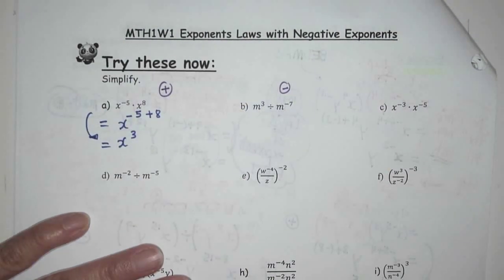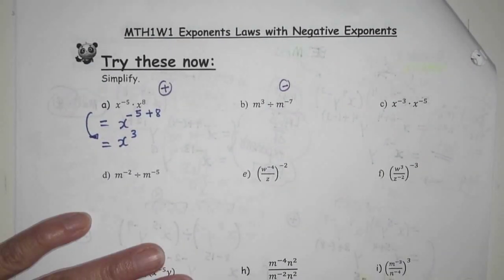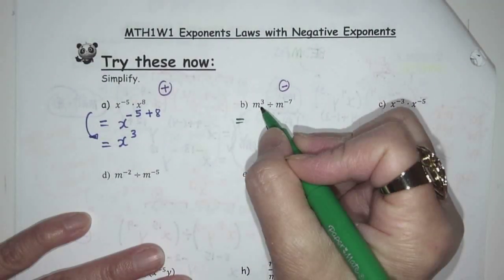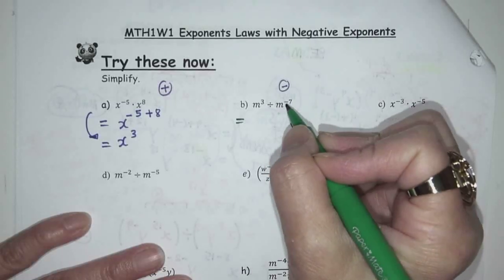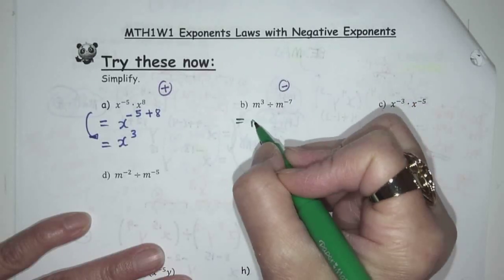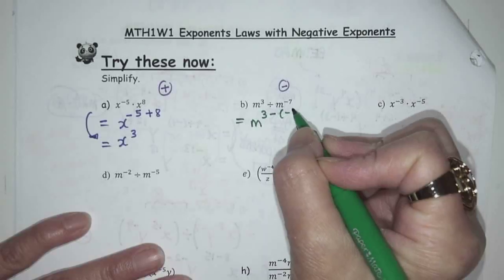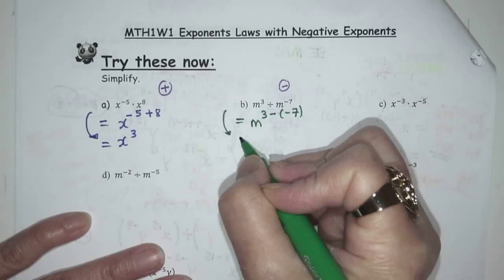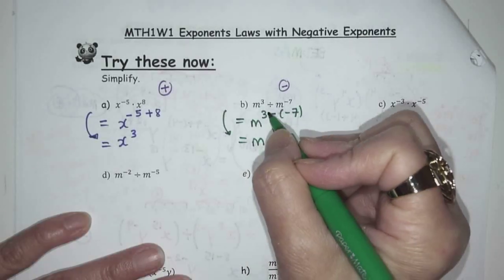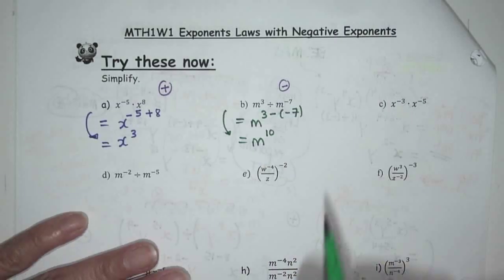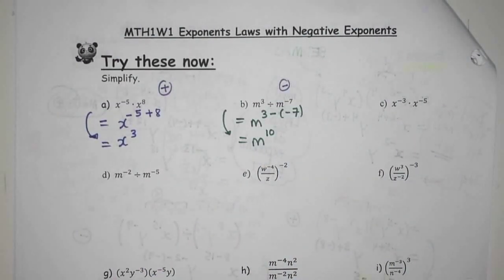This next one here, we've got m to the 3 divided by m to the negative 7. That's subtraction, so it'll be m to the 3 minus negative 7. You don't have to show this step. You can go m to the 3 minus minus will be 10. And there's nothing to fix there. It's a beautiful answer, m to the 10.